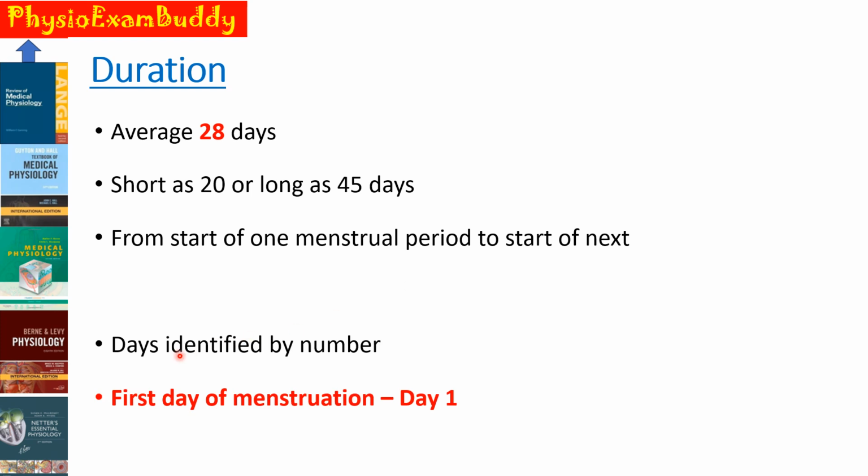The days of the menstrual cycle are usually identified by number. The first day of menstruation, that is the onset of bleeding in a female of reproductive age group, is considered as day one of the menstrual cycle. So day one of the menstrual cycle to the start of the next includes one menstrual cycle, and it averages around 28 days, but it can range from 20 to 45 days.